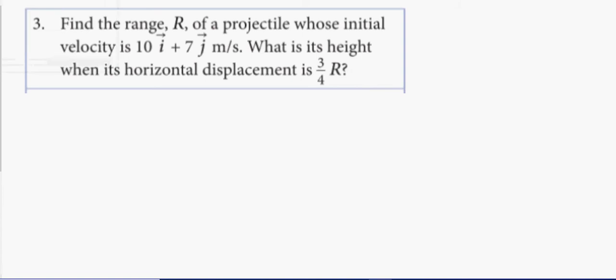Alrighty. Find the range R of a projectile whose initial velocity is 10i plus 7j and whose height above the horizontal displacement is 3/4 R.